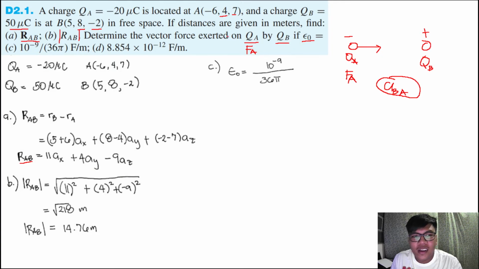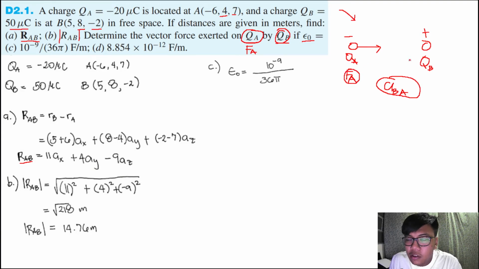No? Ngayon, binigyan tayo ng distinction kung ano yung direction. So, the force exerted by QB onto QA, ano? The force exerted on QA by QB. Yung force na manggagaling kay QB. Ano? Si QB ang manghahatak kay QA. Okay, balik tayo dito. Ang sabi, force exerted on QA by Q sub B or charge B. No? So, yung hinahanap natin is force experienced by charge A.